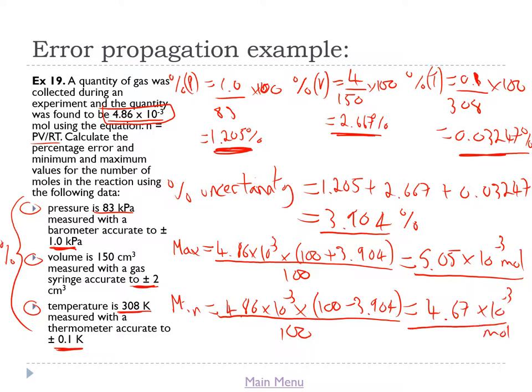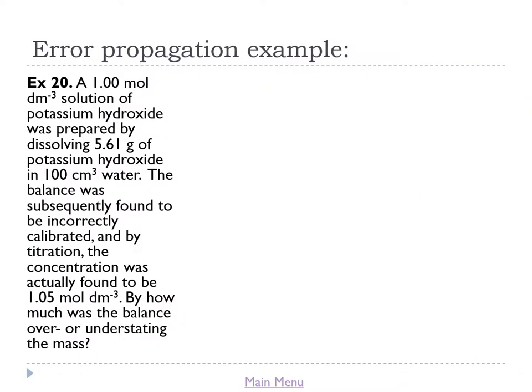Okay. So again, now we know that our value isn't necessarily exactly 4.86 times 10 to the minus 3 moles, but it's anywhere in this range, 4.67 times 10 to the minus 3 to 5.05 times 10 to the minus 3. And again, that's the power of this technique, because it lets you know not just what the value is, but how certainly we know it. Now, in this example, rather than calculating a particular uncertainty, we're having to have a look at the logic of the way that uncertainties can affect results.